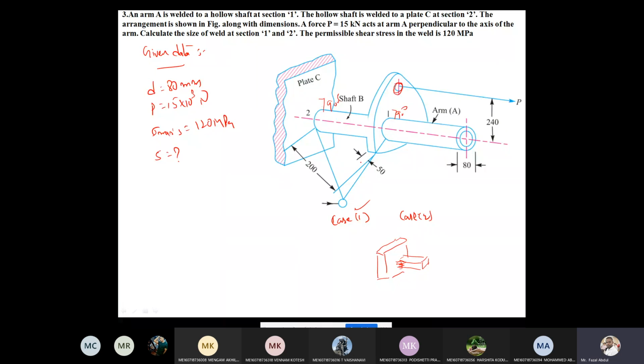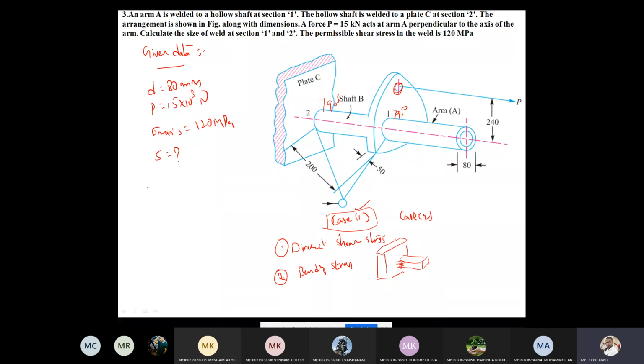Now in this case one type of problem, what happens? In case one type problems, simultaneously the component is subjected to two types of stresses. First one is the direct shear stress, second one is the bending stress. So these two stresses are acting in first case type of problems. Because of this reason, we are selecting the theories of failure.